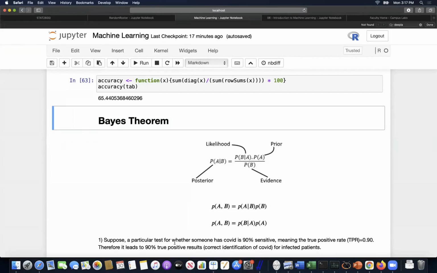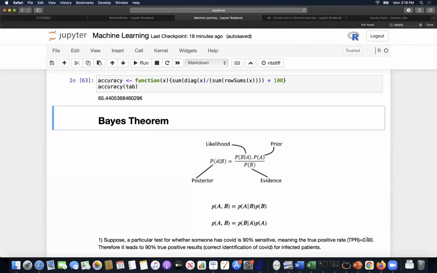So we are in the COVID era, and there are tests for COVID to see whether somebody is positive or negative, okay? So let's say there is a particular test, and its job is to tell us whether somebody is COVID positive or COVID negative. That's the job of the test. Maybe these nasal swabs. And let's say they are 90% sensitive. What does it mean to be sensitive? This is the definition of being sensitive. It means that the true positive rate is 90%.